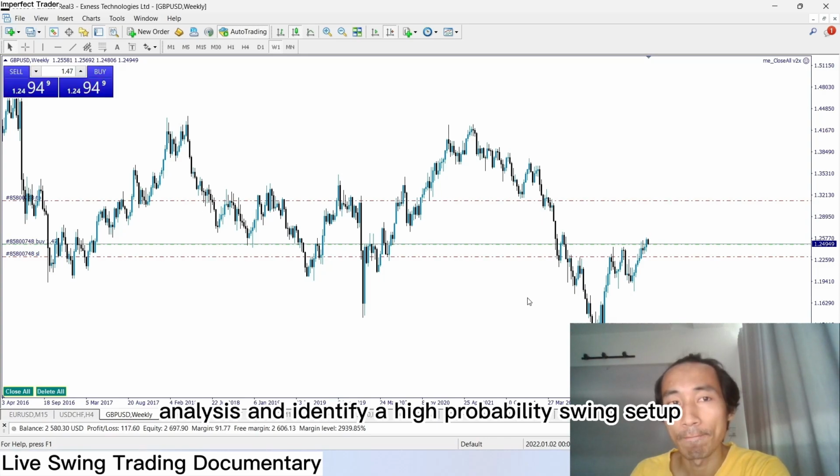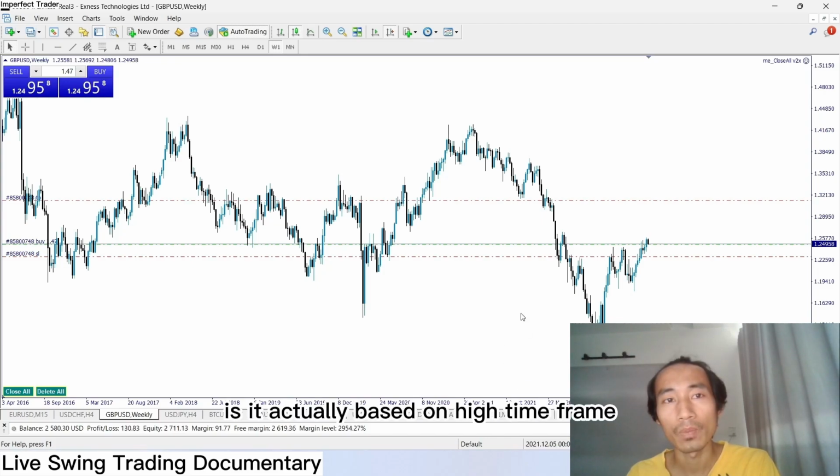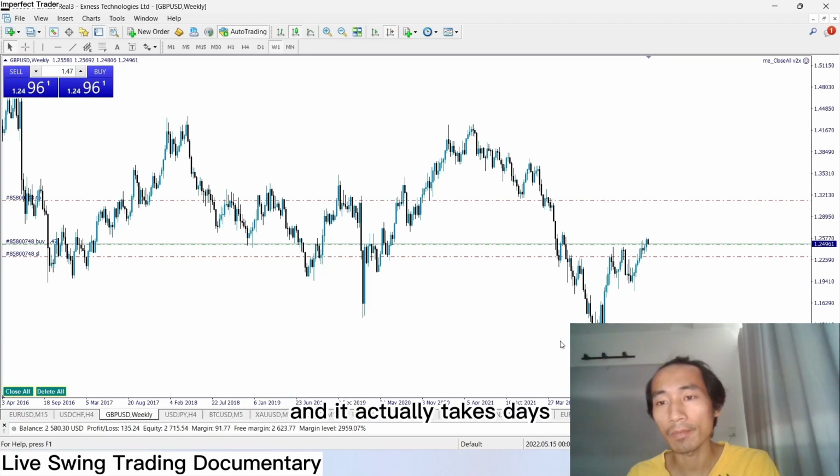Today I'm going to do a video where I show you how I analyze and identify a high probability swing setup. What I mean by swing setup is that it's based on high time framing, and it takes days, weeks, or even 1 month to unfold.